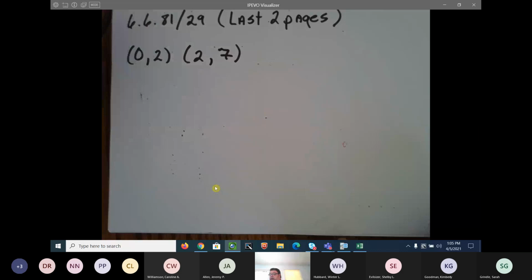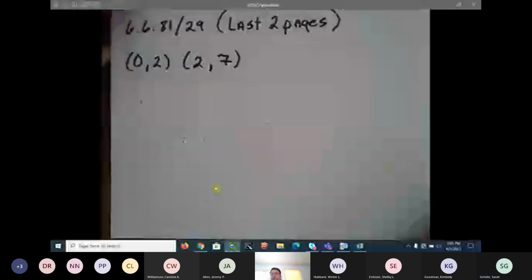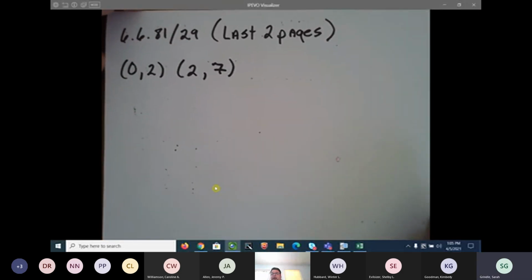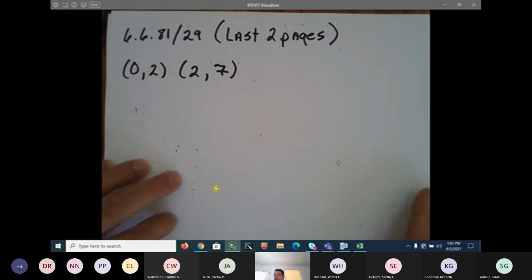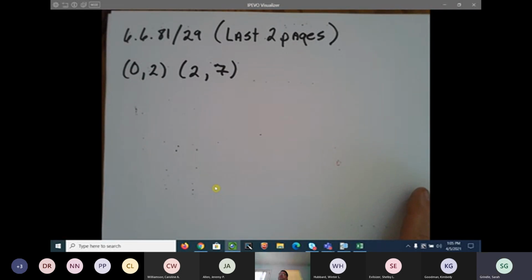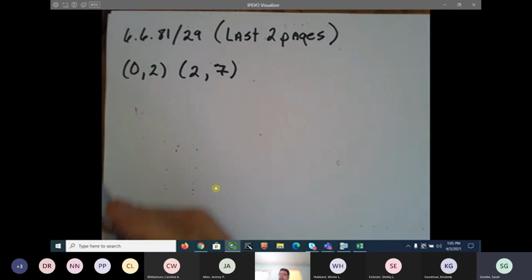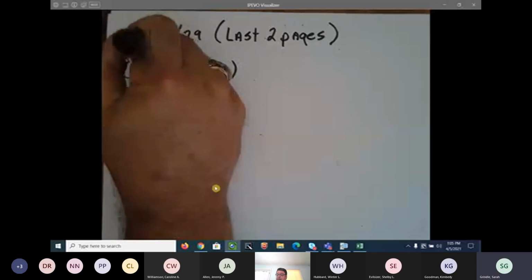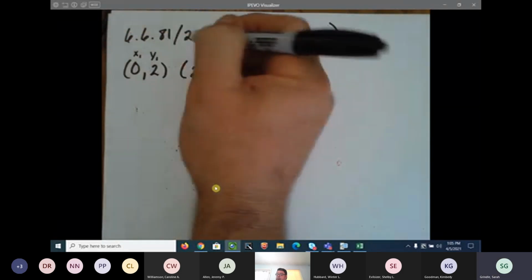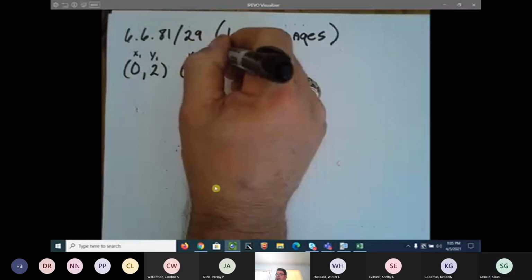Which way do we read? Left or right? Left to right, unless you're from the Middle East. Let's see, how would I say it? So it would be 2 minus 7, and then, well, 0, we're going to label them first. Okay. Left to right. X sub 1, Y sub 1, X sub 2, Y sub 2.